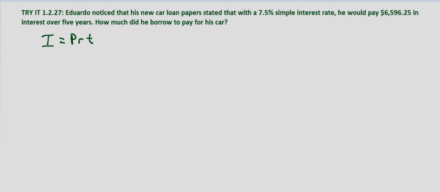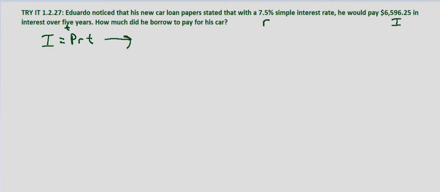In this problem, we're told Eduardo noticed that his new car loan papers stated that with a 7.5% simple interest rate, so there's our R, he would pay $6,596.25 in interest, so there's our I, over 5 years, so there's our T. So how much did he borrow to pay for his car?